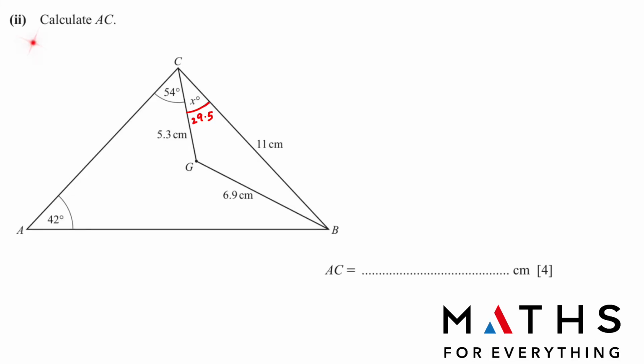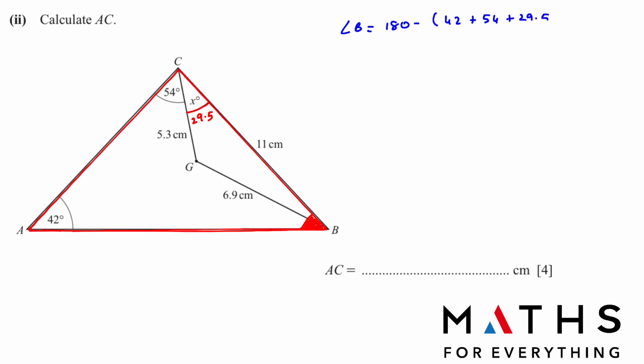In the second part, we have to find AC. So let's draw the triangle which has AC in it. We had already found the angle X, and to find this angle B, you know that the sum property of angle states that when you add all the angles, so this plus this plus this should equal 180. So angle B will equal 180 minus the sum of all the angles that we got. So 42 plus 54 plus 29.5.